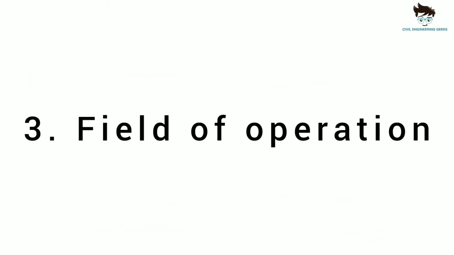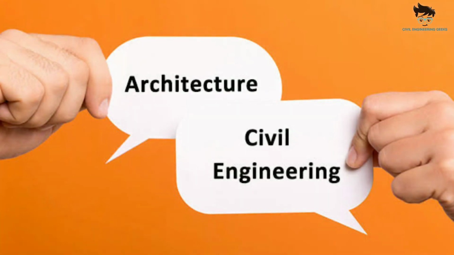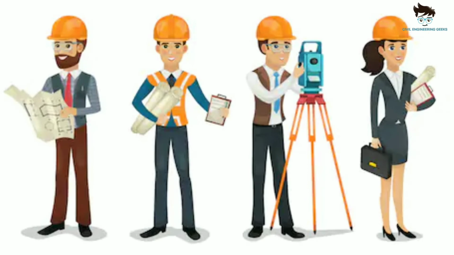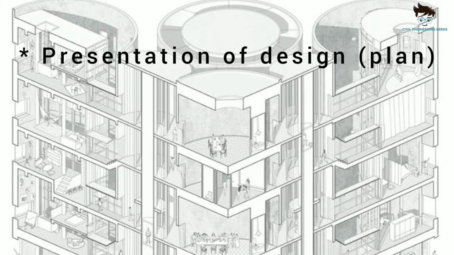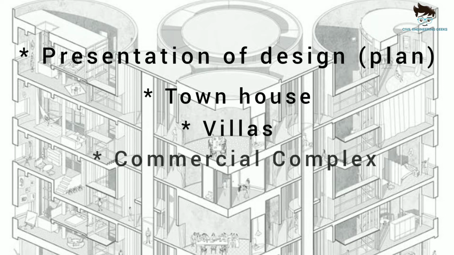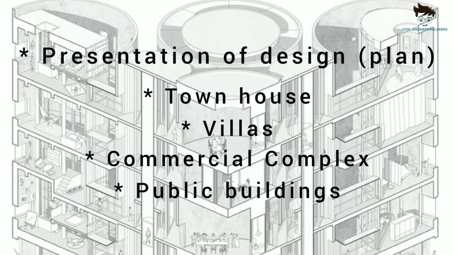Number 3. Field of operation. Architects and civil engineers work in parallel and therefore some of their work overlaps. However, when it comes to field of operation, civil engineers have a wide range of options compared to architects. In general, architects are involved in the development of construction projects which require creative presentation, for instance, townhouses, residences, villas, commercial complexes, public buildings, etc.